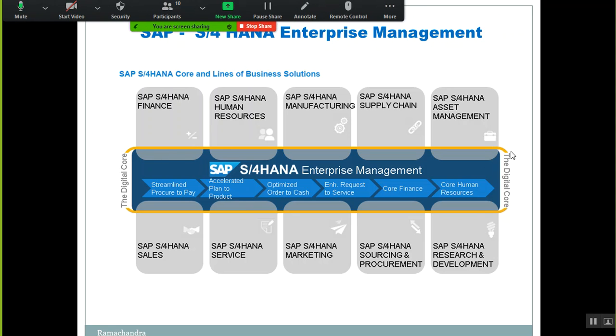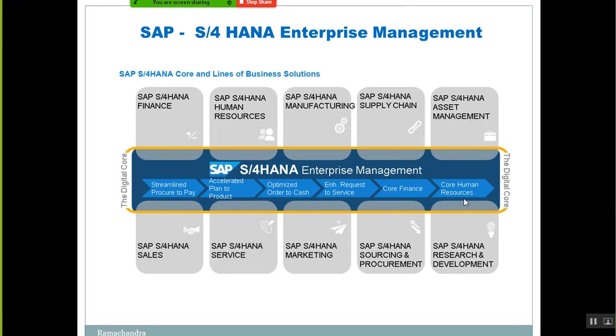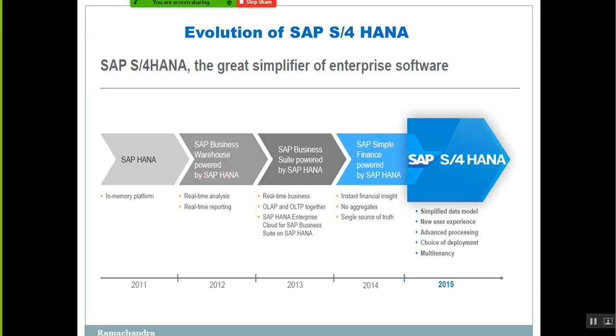This is called the digital core system in the center. That means whenever a business organization wants to use the SAP S4 HANA system, we need to pay the license. Generally, whenever you take the SAP S4 HANA digital core, you will get a license for all these lines of business. And if you want to use any other S4 HANA products, then for that we need to pay a separate license, and then only we can use it.